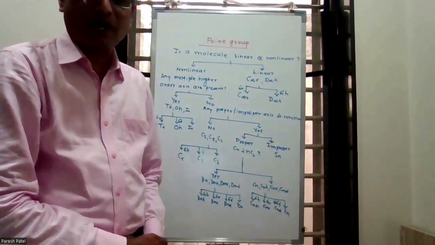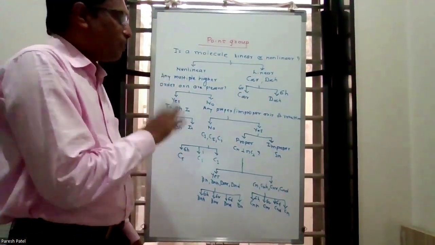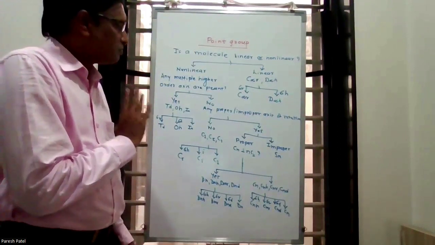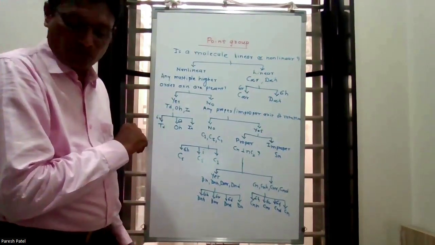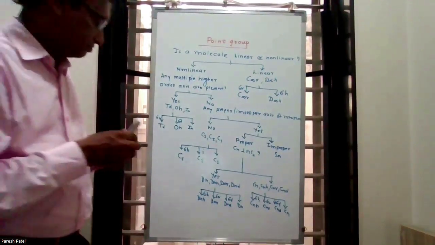So, dear participants, with the help of this chart, we can assign the point group to molecules. So the first molecule is hydrogen.